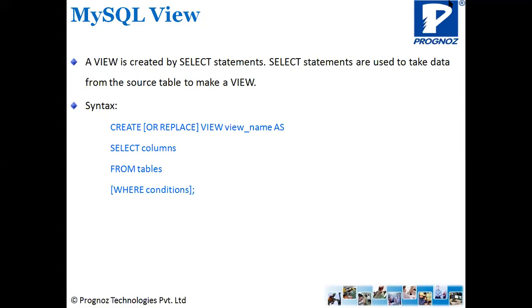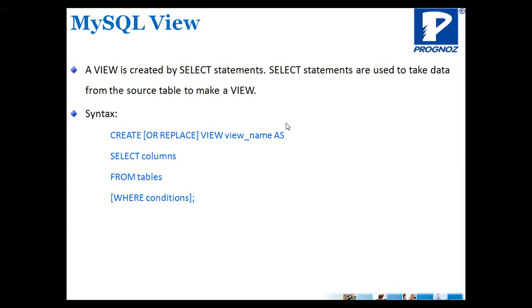This MySQL view is used for creating a virtual copy of the table. I'll explain how. A view is created by a select statement, and select statements are used to take the data from the source table to make a view. So a view is generally referred to as a subset of a table or a virtual copy of a given table. It can be used for security purposes, encryption purposes, data hiding purposes, etc. So let's see how to create a view first, and then I'll explain its uses.